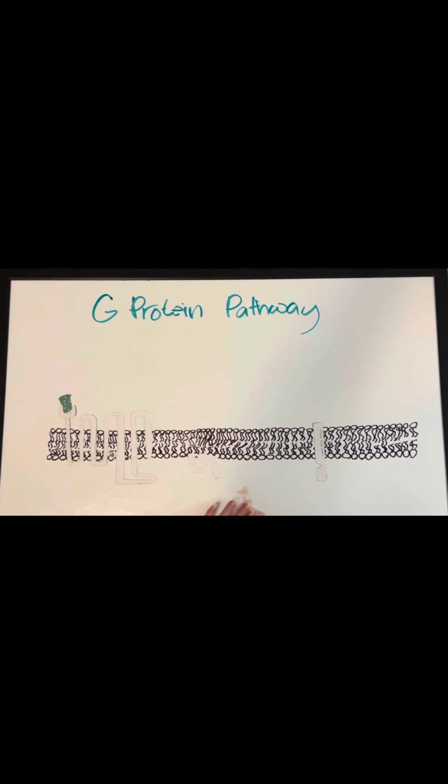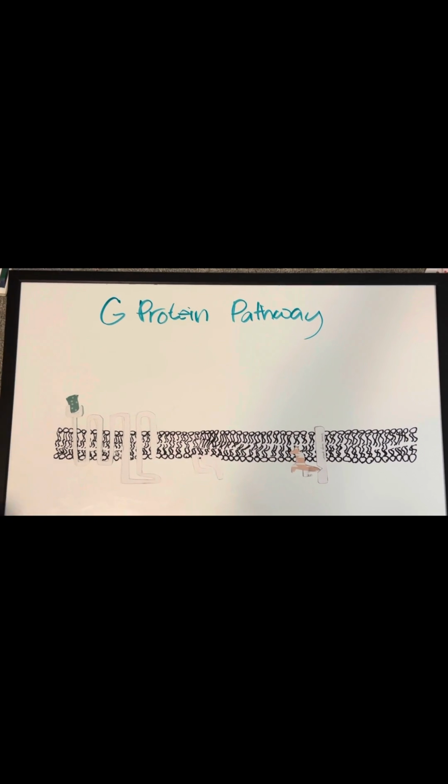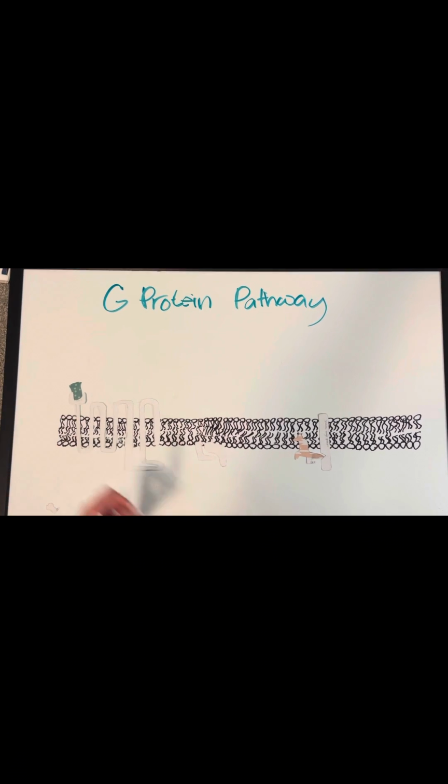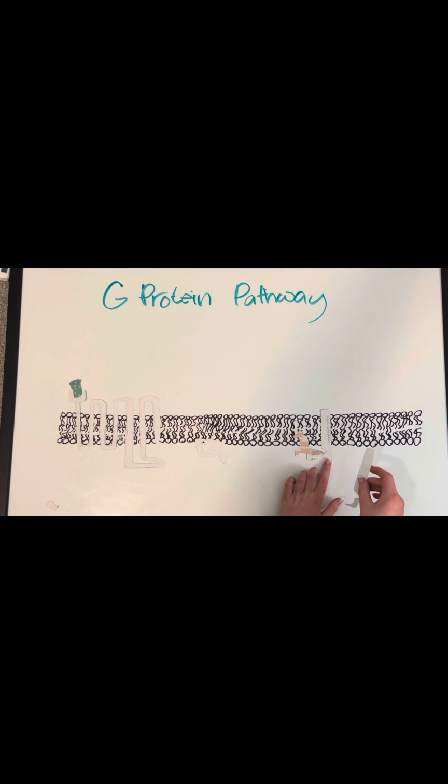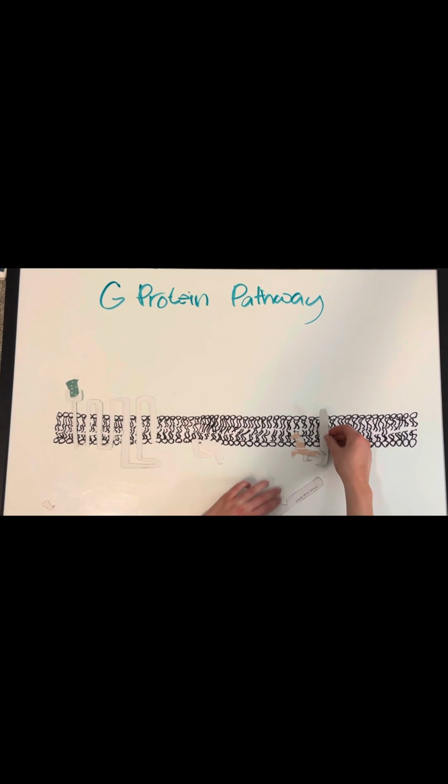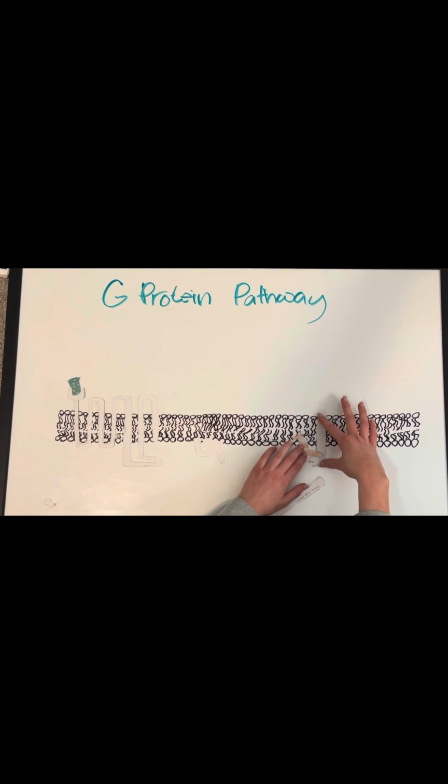When this occurs, the G protein splits into two subunits, the alpha and the beta subunit, so that they can go and activate other proteins. The G protein binds to the target protein and activates it.